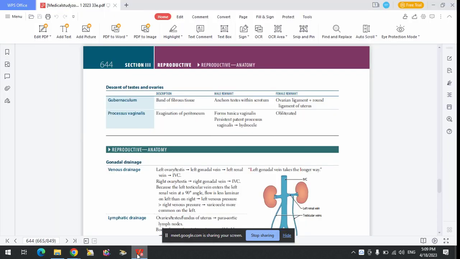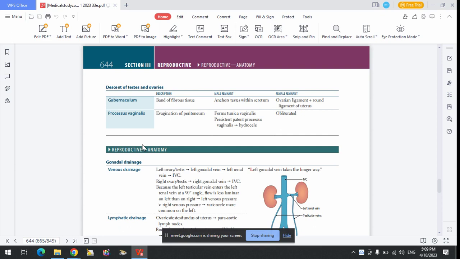Now in the females, let's start with the females. In the females, the proximal aspect of the gubernaculum degenerates and forms the ovarian ligament, while the distal aspect within the inguinal canal forms the round ligament of uterus. That is that. In the males, the proximal aspect of the gubernaculum degenerates completely and does not form anything.